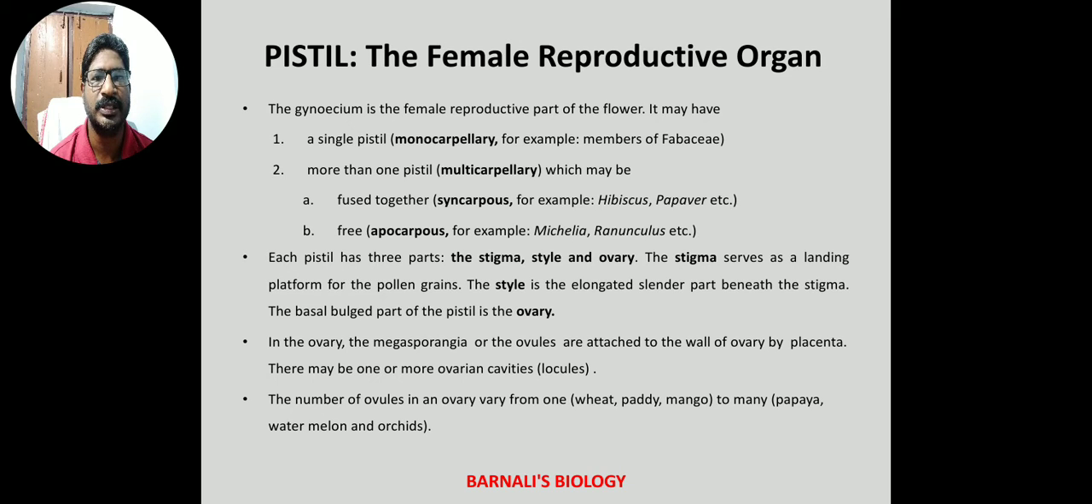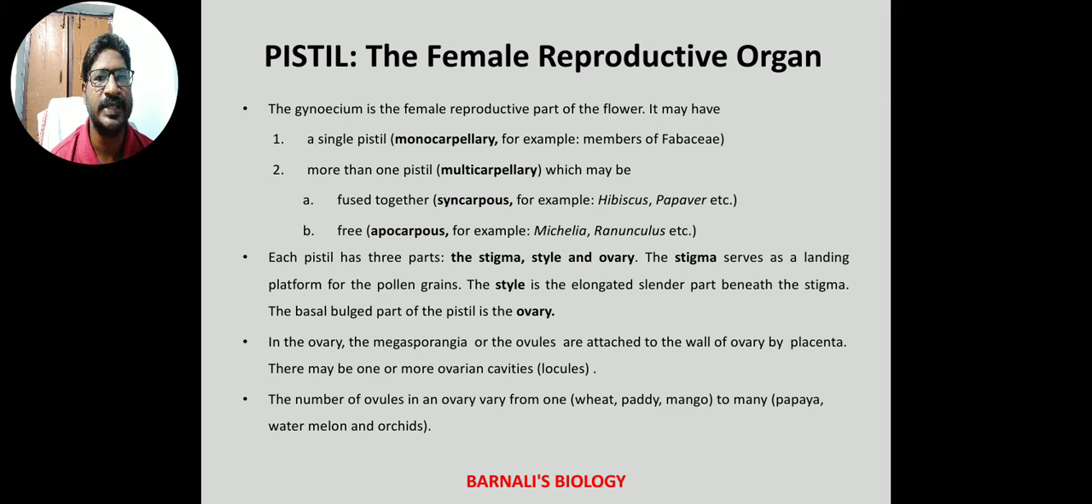Either all the pistils are fused together, in this case it is known as syncarpous, or all the pistils are free, in this case it is known as apocarpous. Syncarpous condition is seen in hibiscus, papaver, etc. and apocarpous condition is seen in Michelia, ranunculus, etc. Each pistil has three parts: the stigma, style and ovary.